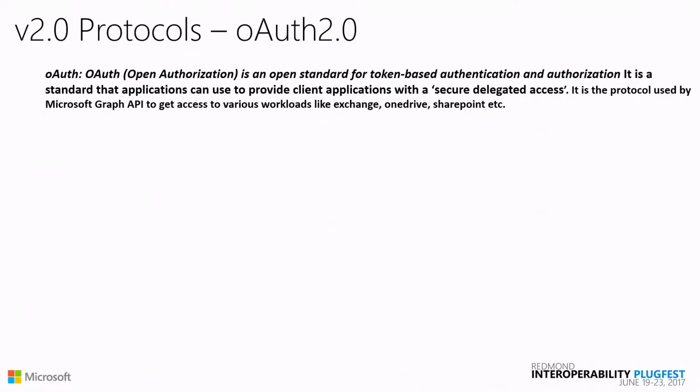You will see in the demos, there will be a pop-up that comes from the service provider. You enter your credentials and you will get a token, and in order to access any OAuth endpoint like Graph, you use that token. It's a protocol used by Microsoft Graph API to get access to various workloads like Exchange, OneDrive, SharePoint, etc. So if you are interacting with Graph, this is the first step you have to do, irrespective whether you are in .NET application, JavaScript, Office add-in, you have to get authenticated.